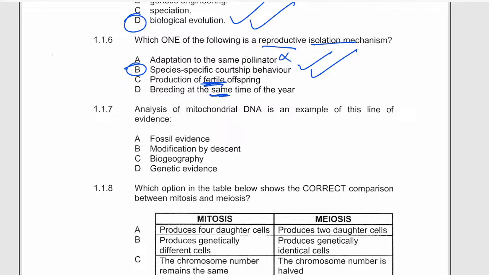You understand? Or Y chromosome. But Y chromosome, we don't talk about it anymore. So here they brought the example and they wanted the evidence. Therefore, mitochondrial DNA belongs to genetic evidence. Is it clear? Yes. So D becomes the most correct answer.